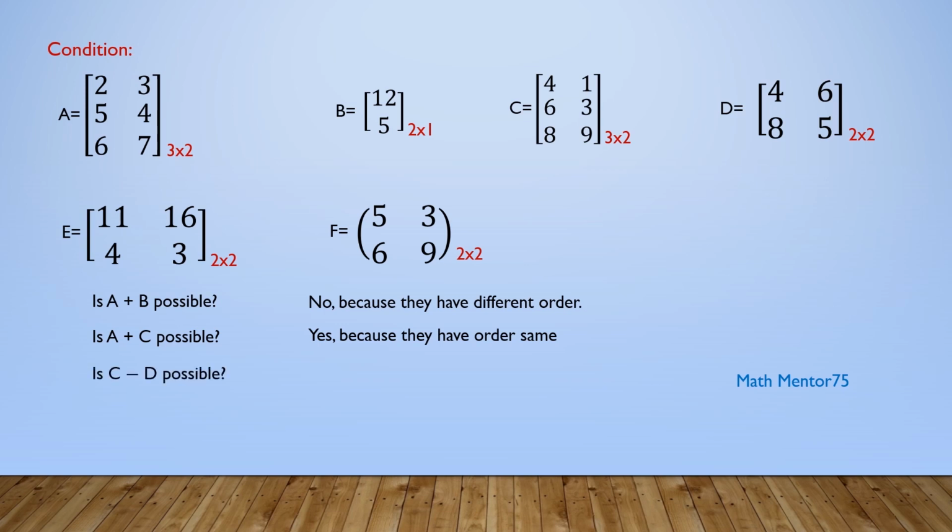Let's discuss one more possibility. C minus D. Can we subtract C matrix with D? C minus D is possible. Do they have the same order or not? Their orders are different. So it means we cannot subtract C with D because they have different orders.